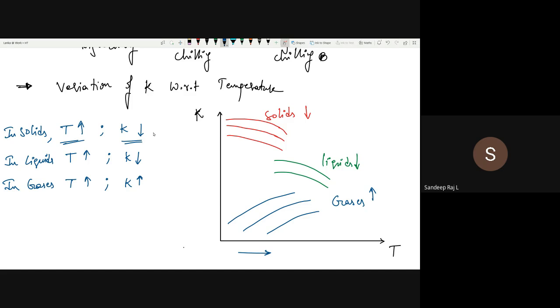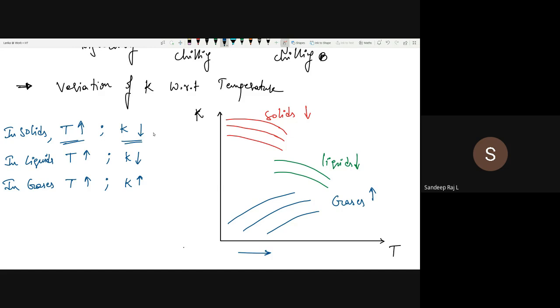So why is this happening? The temperature is increasing, the thermal conductivity is decreasing in solids and liquids. Why? And in gases, the trend is reversed. Why? What is the reason? Sir, in gases, as it is loosely packed, when we increase the temperature, the molecules have space to vibrate. But in solids, as they are already closely packed, even when we give heat, there is no chance for vibration and to transmit heat.